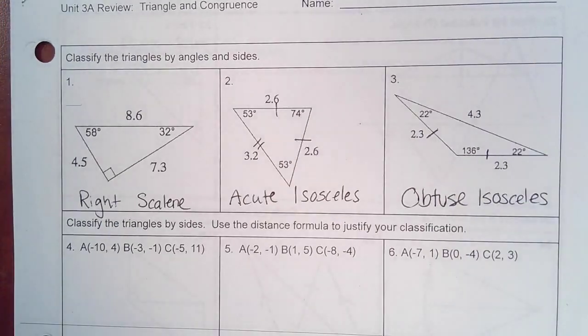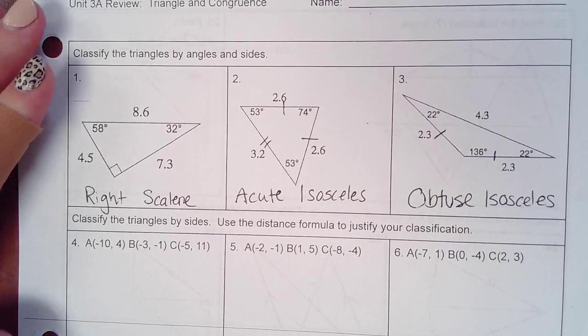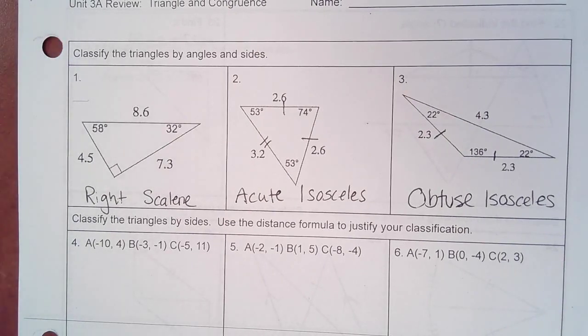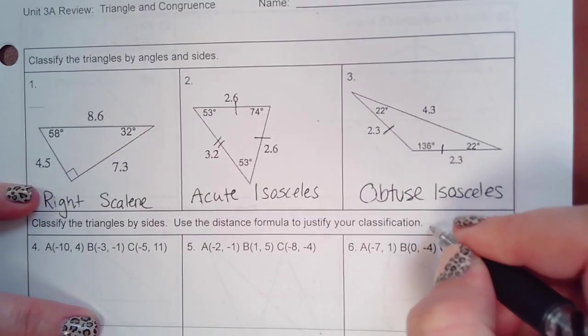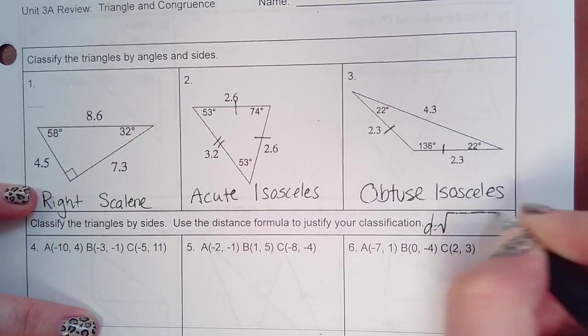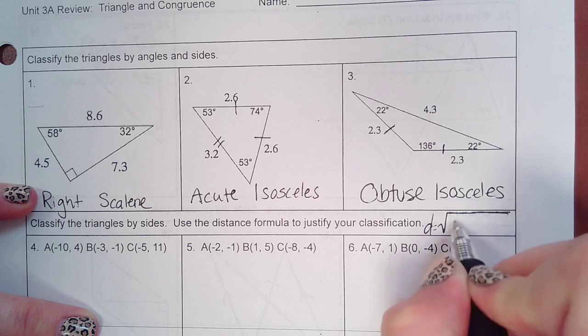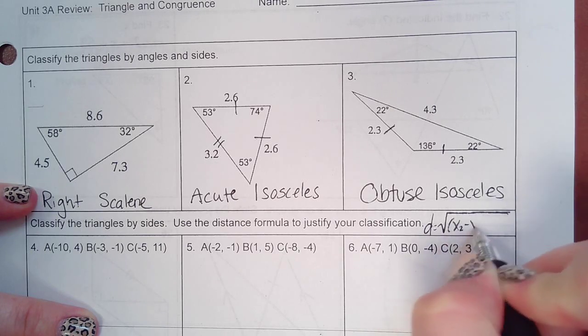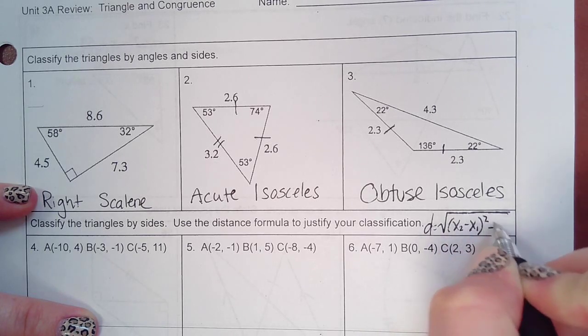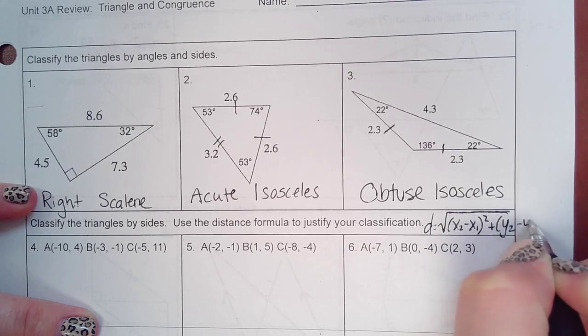Remember, if all of the sides are the same, it would be equilateral, and if all angles were the same, it would be equiangular. The next section says classify the triangle by the sides. Use the distance formula to justify your classification. So recall the distance formula is d equals the square root of x2 minus x1 squared plus y2 minus y1 squared.